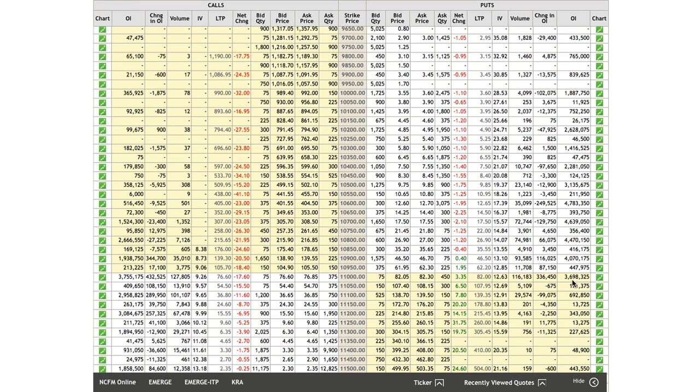So the number of puts are about 3.7 million and the number of calls are also 3.7 million. So it's even Stevens. It's very balanced in terms of the total number of puts and the total number of calls which have been written.